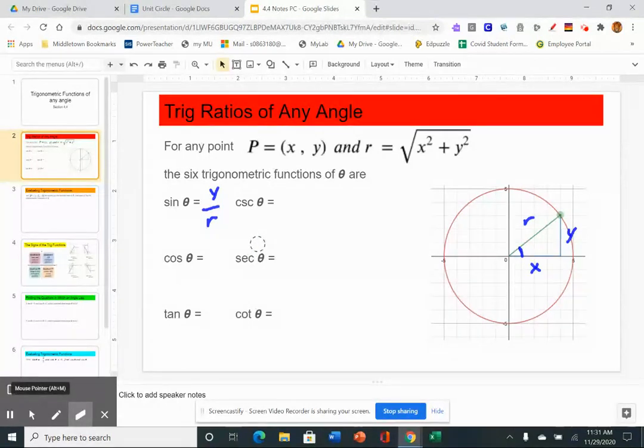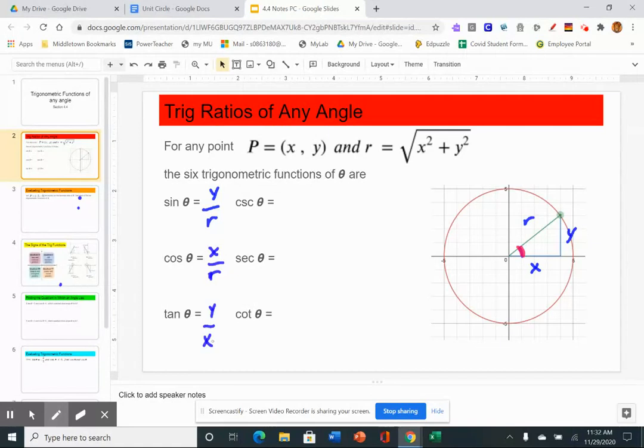Now with cosine, from the same angle that I drew, I'll go over it in a reddish pink so that you can see it. There it is, reddish pink. So from that angle, cosine is adjacent, so x over the hypotenuse, which is r, so x over r. Tangent is the same tangent ratio that we've been doing, y over x.